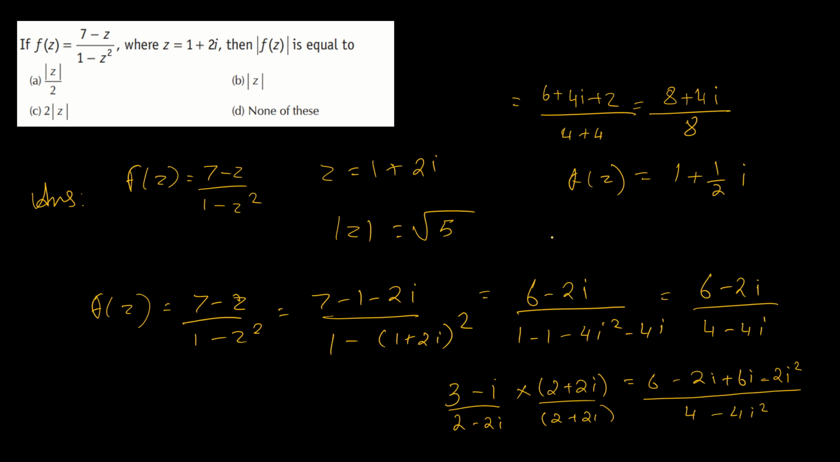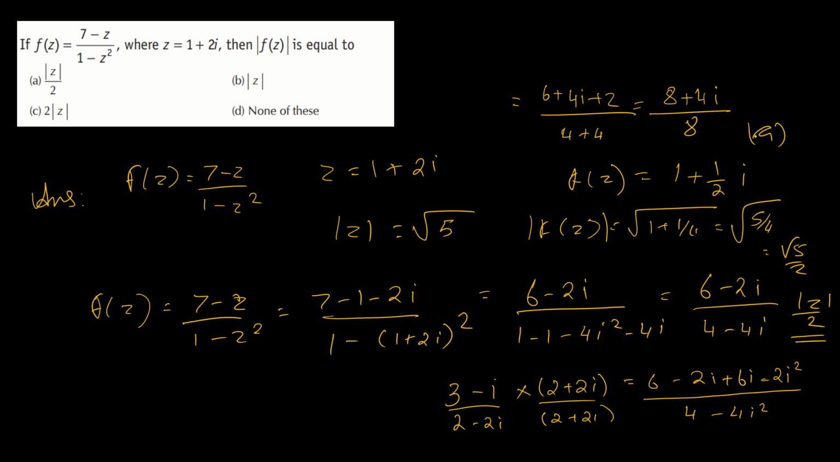Then what is mod of f of z? Mod of f of z equals root of (1 plus 1 by 4), equal to root of 5 by 4, which is root 5 by 2. What is root 5 by 2? Mod z by 2. So the answer is mod z by 2. Okay, it's a simple question. That's why I did it in one page. Let's go to the next question. It's a simple question, right, guys?